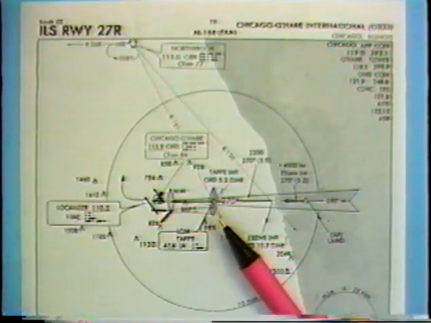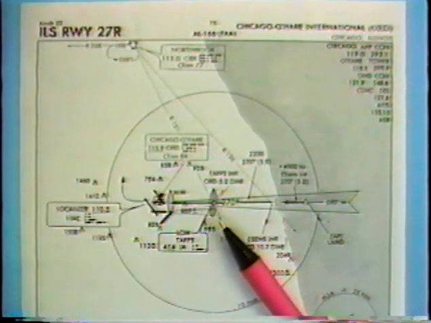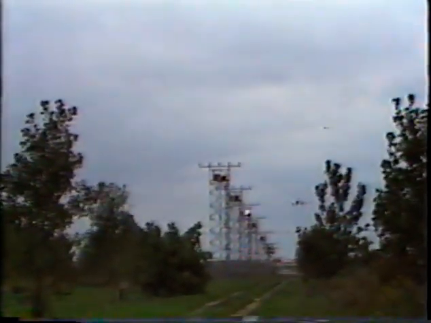In addition to the 4 elements, outer marker, middle marker, localizer, and glide slope, an approach lighting system, or ALS, is usually associated with an ILS. These systems offer a large array of brilliant lighting as far as 1/2 mile from the runway. They can be seen by the pilot in all but the worst of weather.